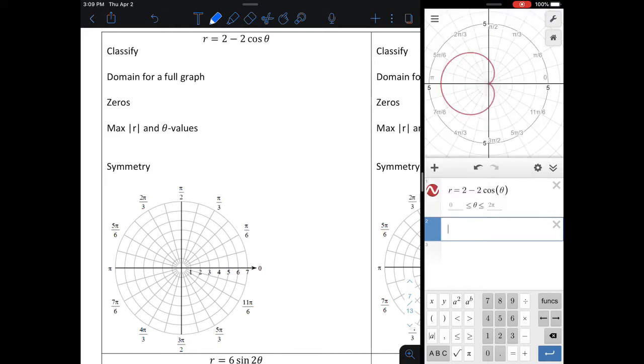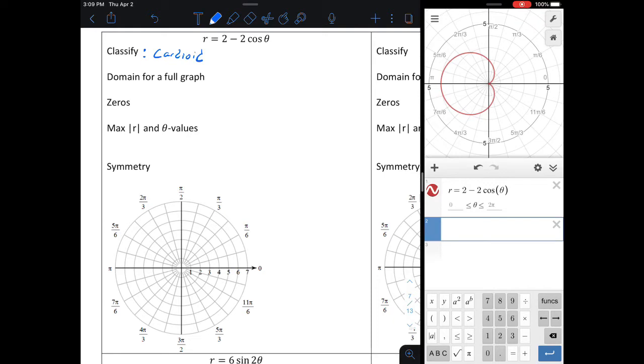And then we would type in our equation r equals 2 minus 2 cosine of theta, and it puts the graph up there. The first thing we want to do is try to classify what this curve is. Now, this curve is a type of Lemniscate curve. In fact, it's a cardioid. So you classify it as a cardioid.